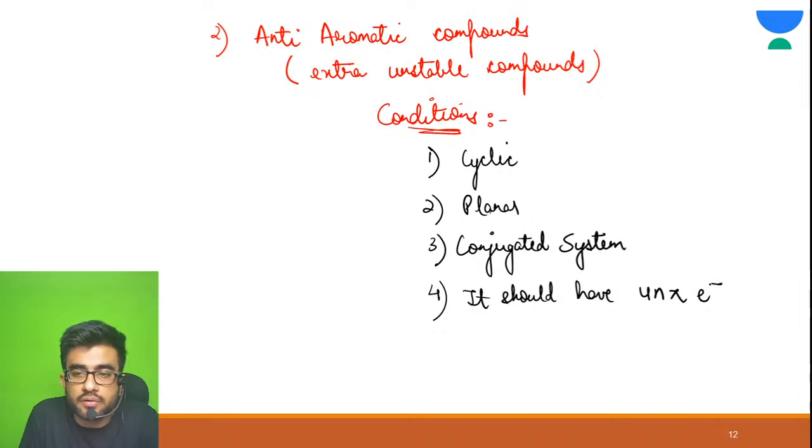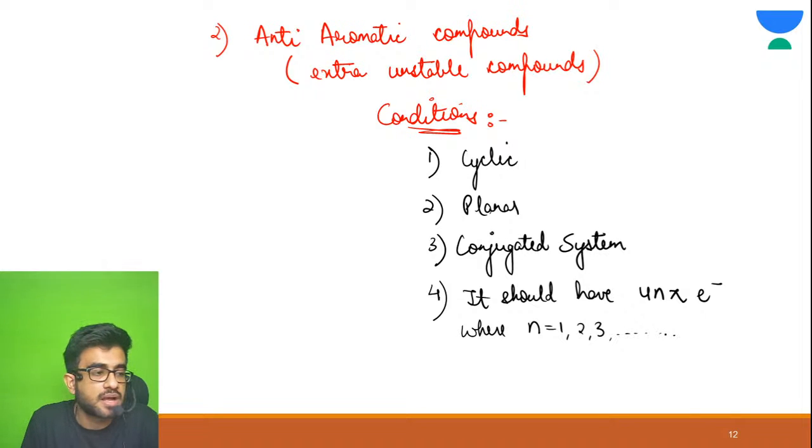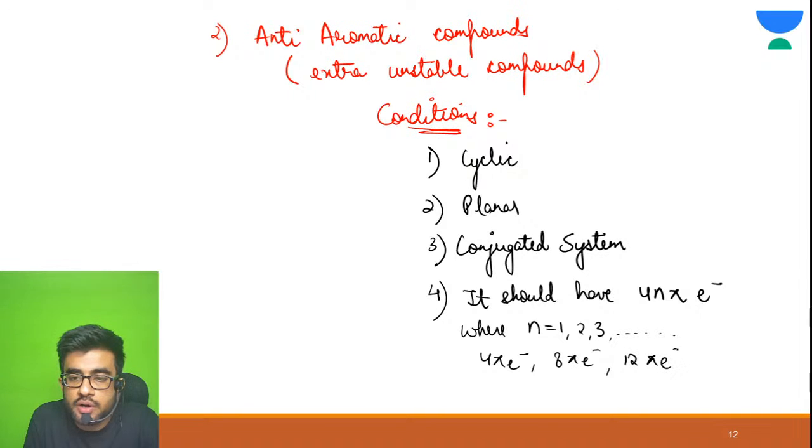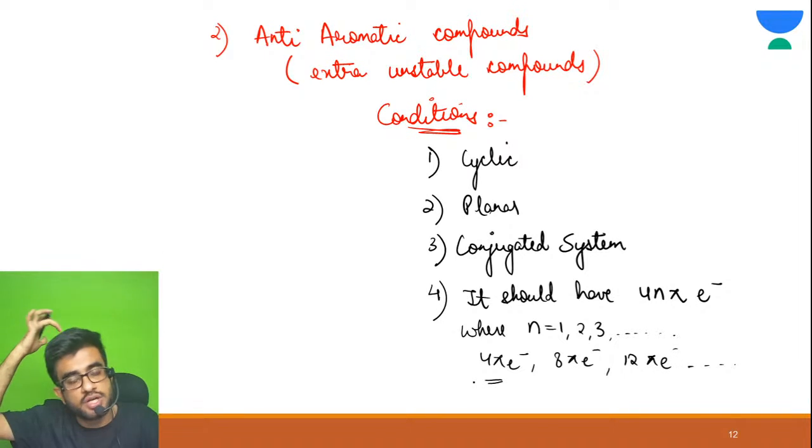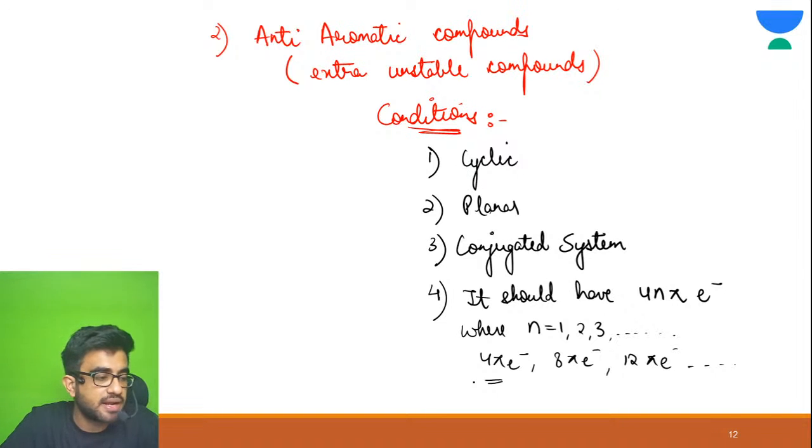The fourth condition is it should have 4n pi electrons, where n equals 1, 2, 3, and so on. Just put 1 here. If you put 1 here, what would be your answer? 1 means 4 pi electrons. Just put 2 here: 8 pi electrons, 12 pi electrons, and so on. If it has 4 pi electrons, it is anti-aromatic. If it has 8 pi electrons, anti-aromatic. If it has 12 pi electrons, anti-aromatic. So the first 3 conditions are the same. The last condition is 4n pi electrons.